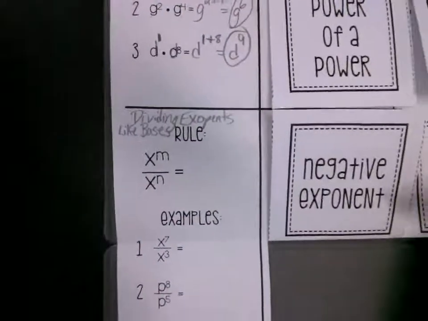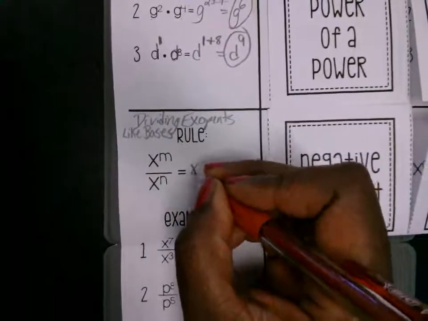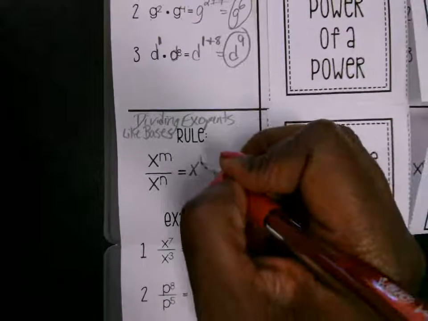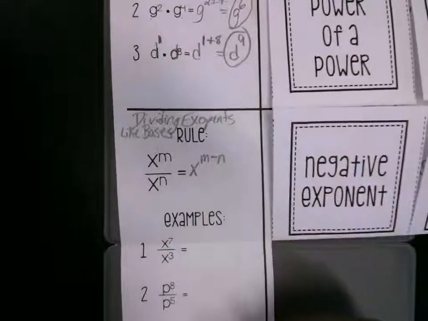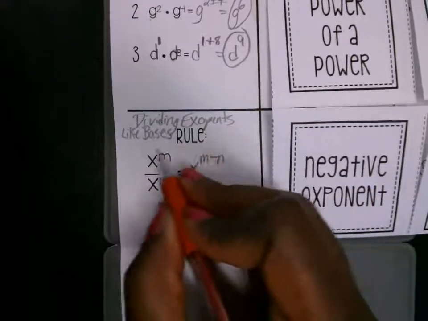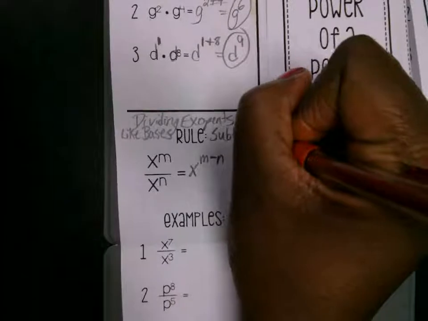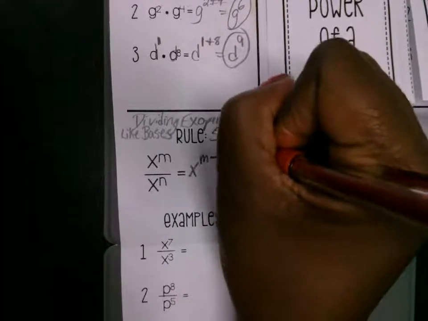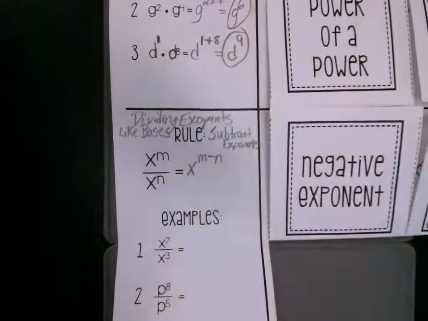All right, so let's go back to the foldable. X's are the bases. The bases are the same. We're going to subtract top exponent minus bottom exponent. So with dividing exponents with like bases, you're going to subtract the exponents. Okay, write that in.